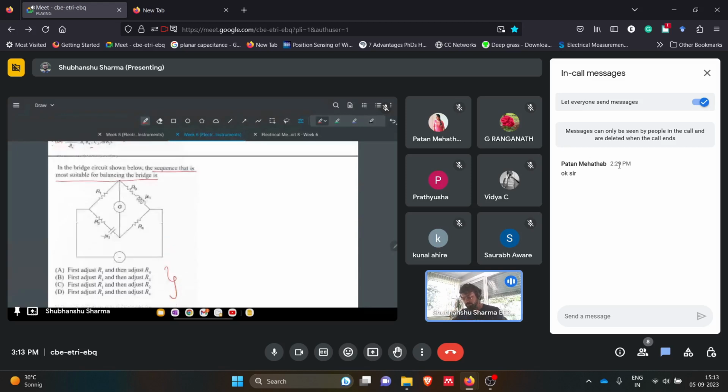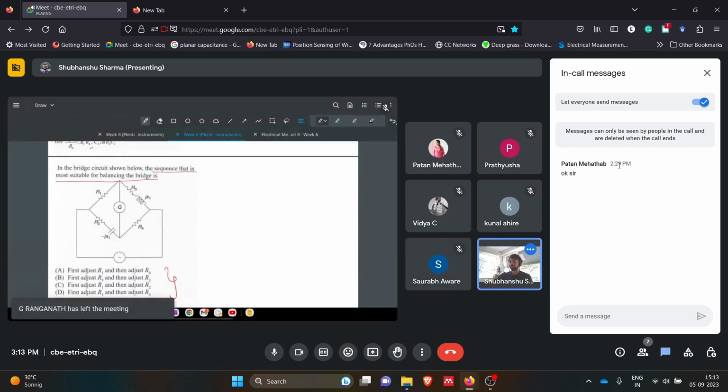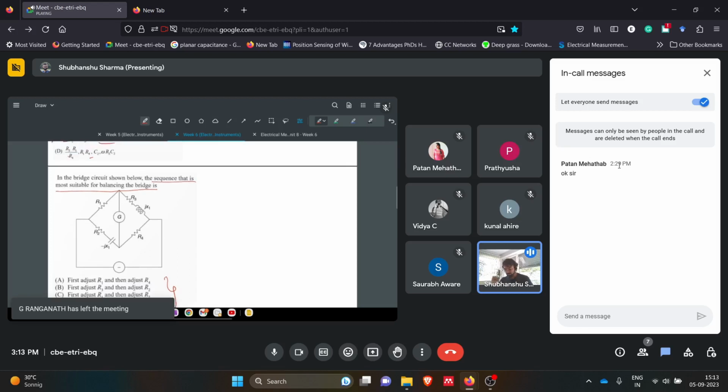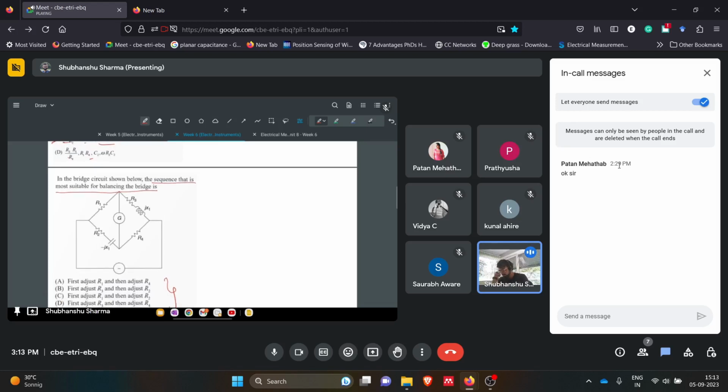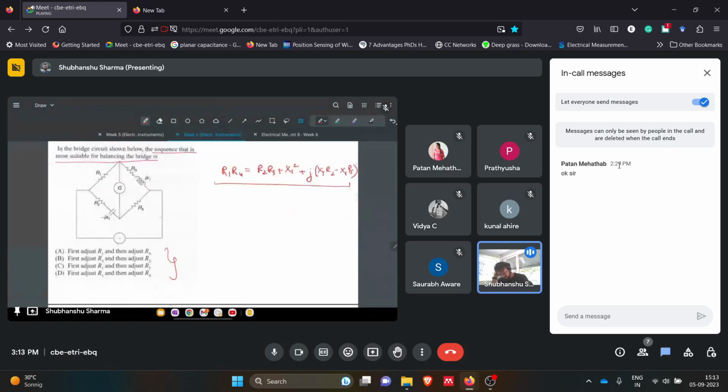For your simplicity, I will write down the balance condition for you. Based on that, you can use some logic and solve it. The balance condition for this will be R1 R4 equals R2 R3 plus X1 squared plus j X1 R2 minus X1 R3. Now think about which option should best match the balance condition. This is the condition when the bridge will be balanced.